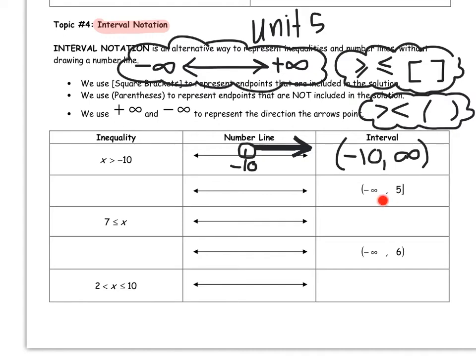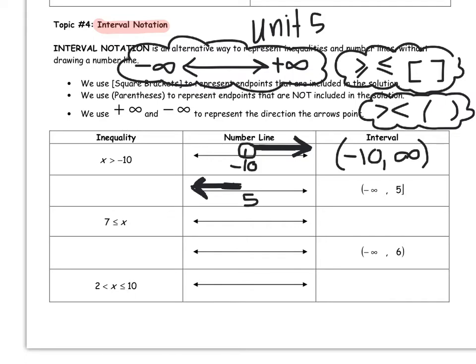And from left to right, it means that the smallest number is negative infinity, which means that when I shade, I'm going to be pointing to the left toward negative infinity. And it means that the biggest number that I'm going to plot is 5. So I'm going to put a 5 right here, and I'm going to go up to 5.